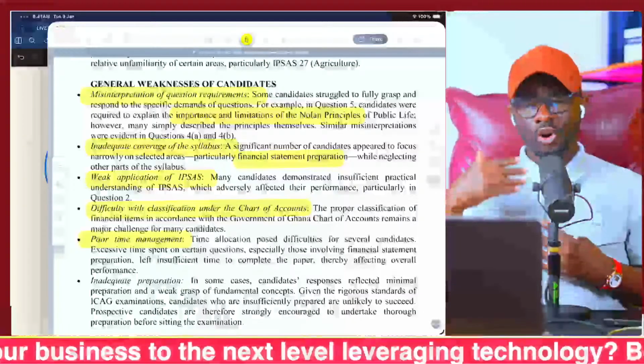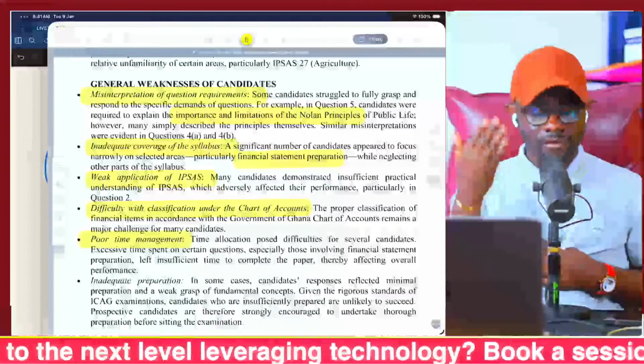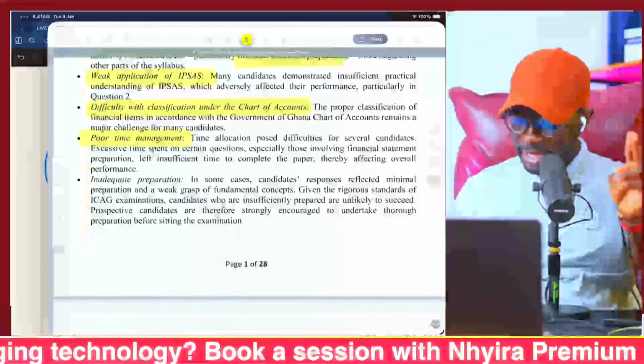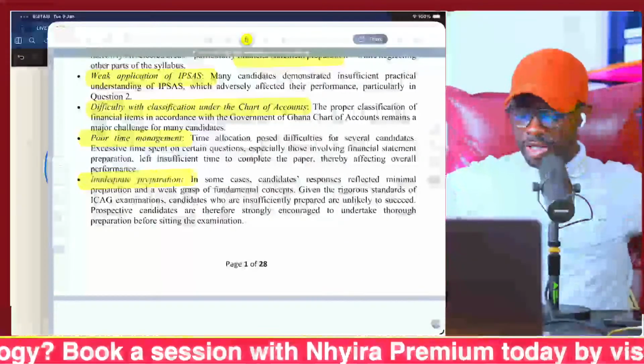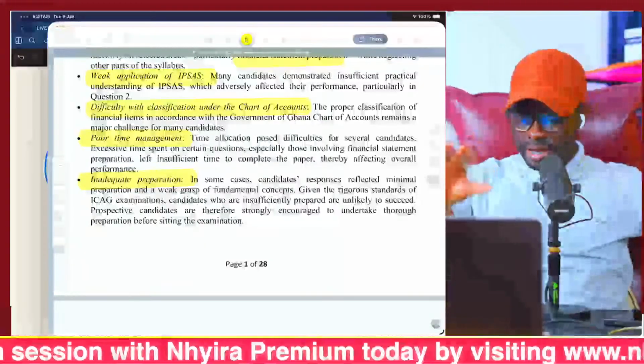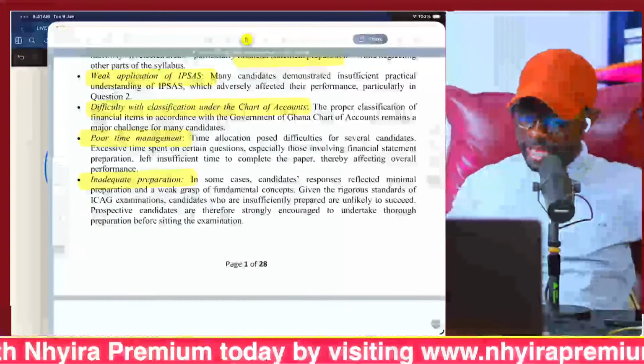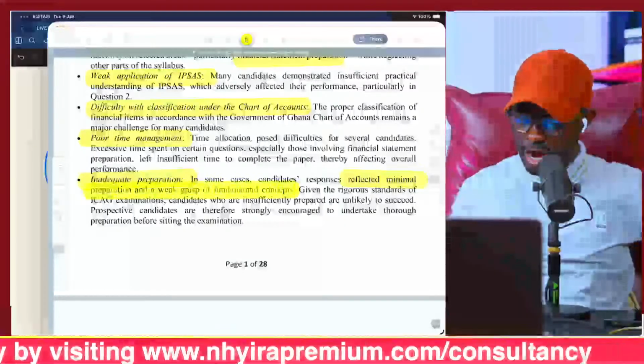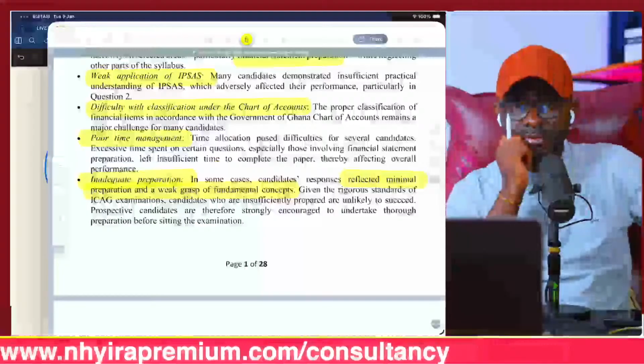Another thing is to also adequately prepare for the exam, which is coming up, and I'm going to talk about that. And that is the last point, inadequate preparation. In some cases, candidates' responses reflect minimal preparation and weak grasp of fundamental principles.